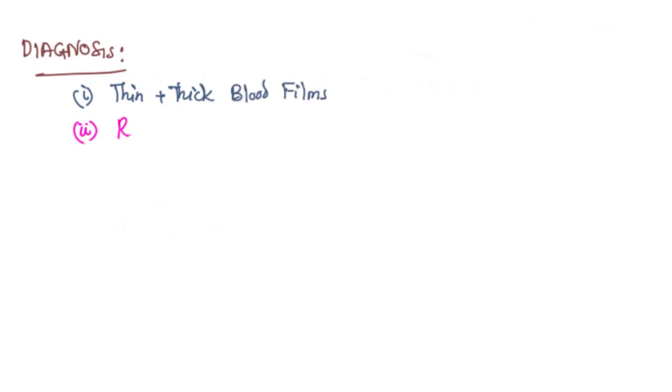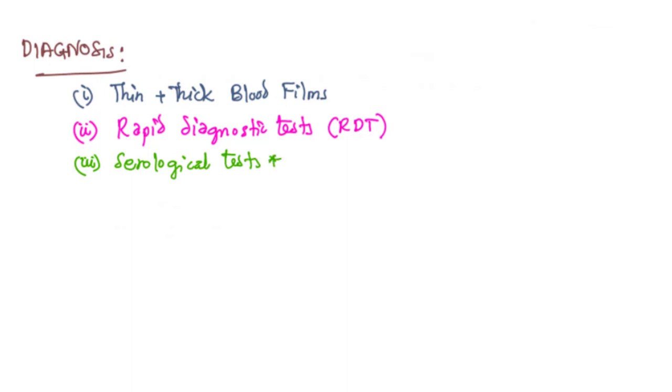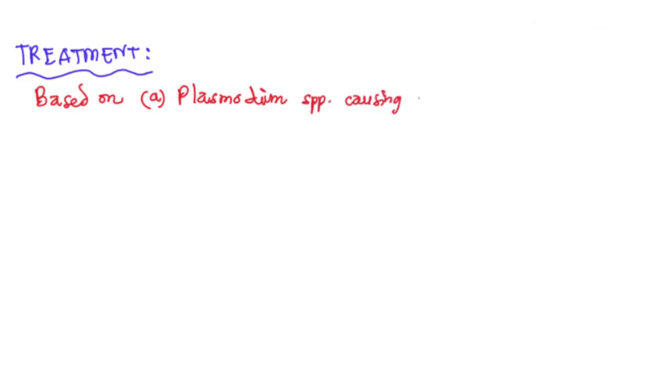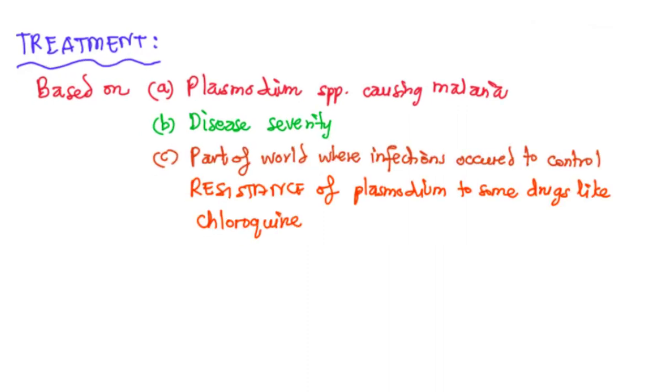Laboratory diagnosis of malaria may involve several tests. This includes thin and thick blood films using a microscope, and the use of rapid diagnostic tests, RDTs. Also, serological tests may be used, though they are not much recommended due to cross-reactivity between several different types of species. The treatment of malaria will be decided based upon the type of Plasmodium species causing malaria, the disease severity, as well as the part of the world where infection primarily and initially occurred.